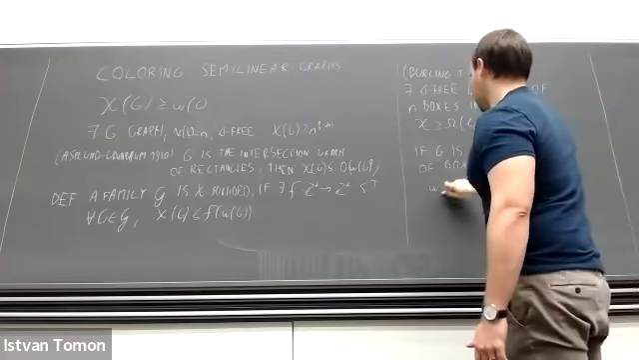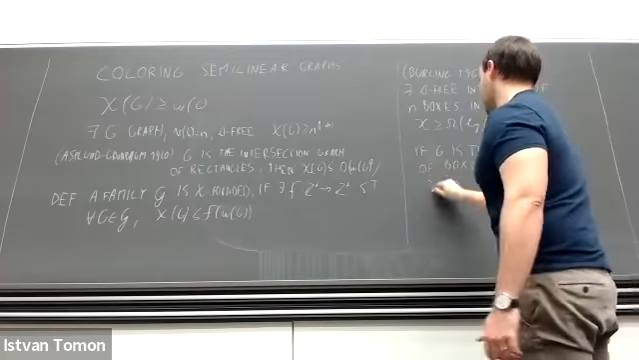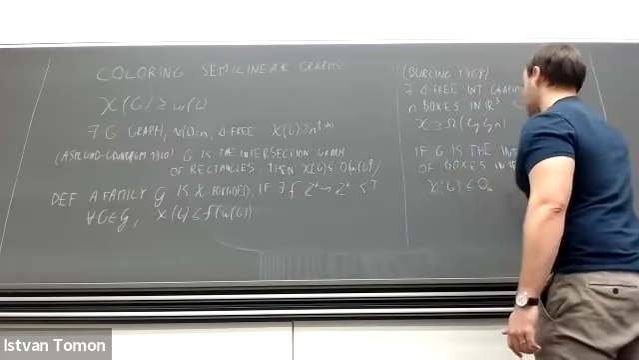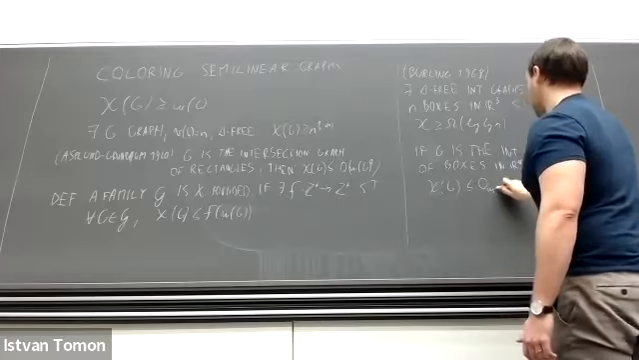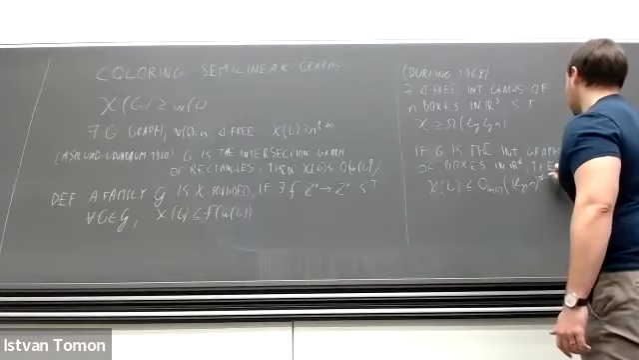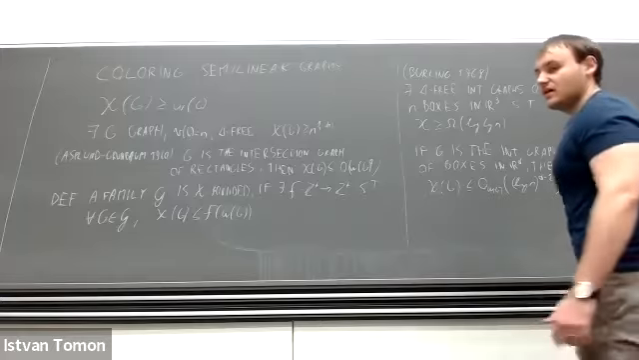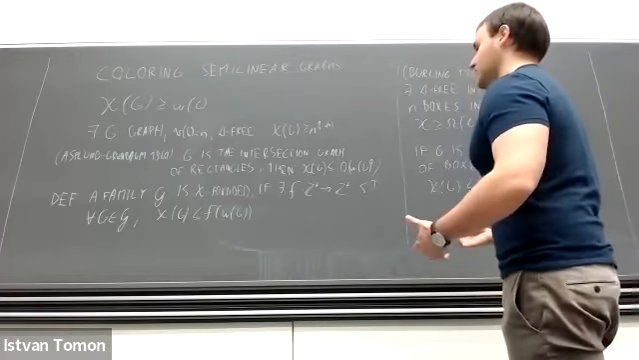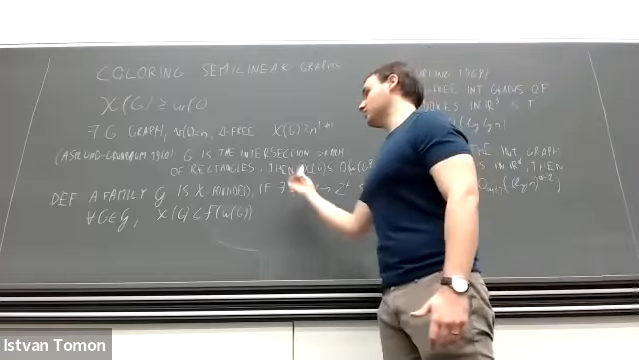Then the chromatic number of G is at most some constant times log n to the d minus 2, where the constant depends on the clique number. And here this constant is actually the constant you would get if you solve the two-dimensional case.